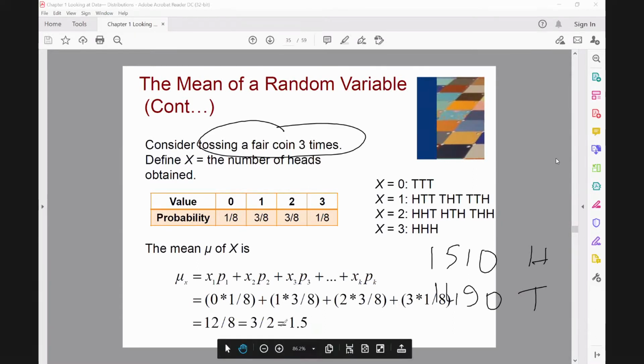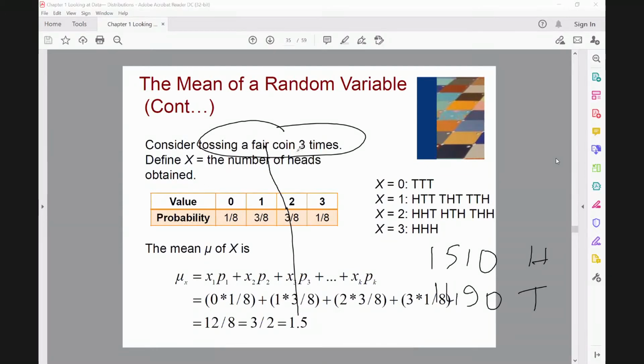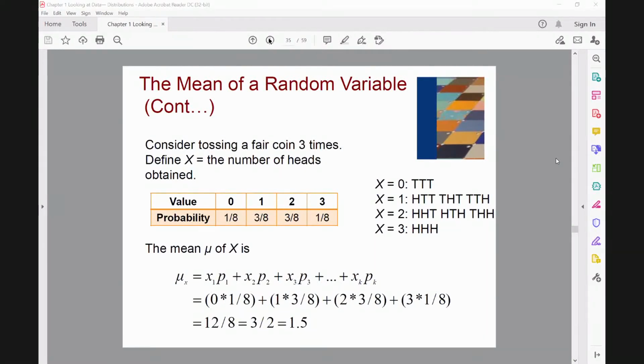That's why this value is natural. That means we have 1.5. And also why? Because we have a fair coin. That means we have a symmetry between head and tail. That means we have 1.5 heads and 1.5 tails. Okay, when you toss the coin 3 times you find one and a half heads and one and a half tails, which is very natural because we have a symmetry.